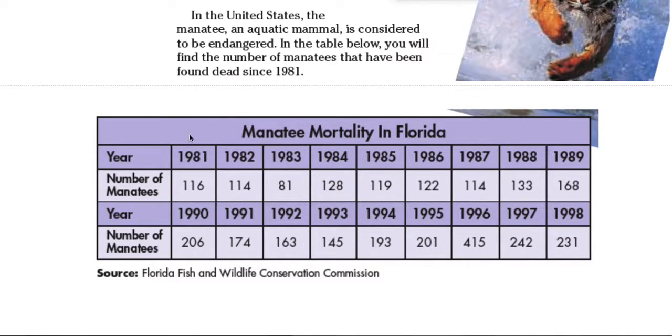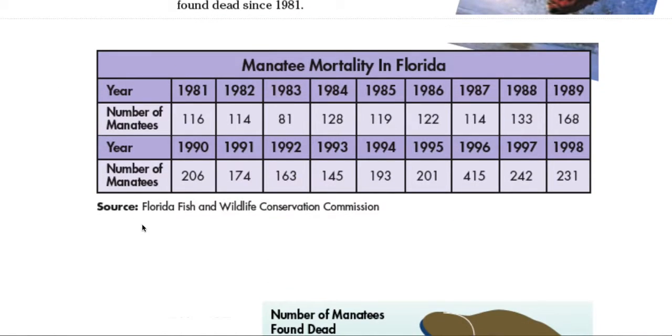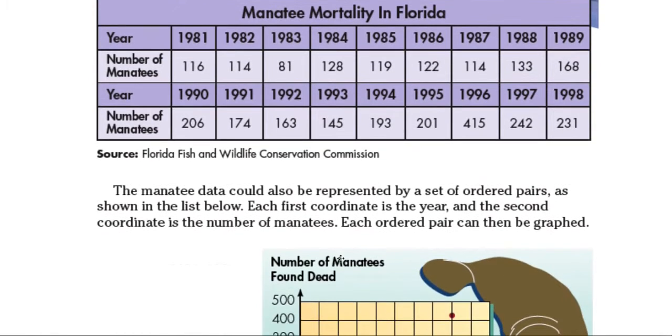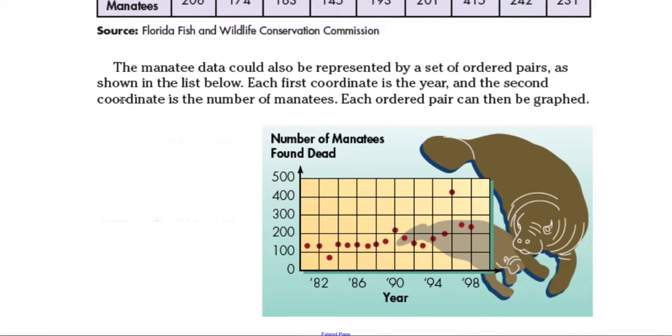Now, looking at this table, you can also represent it in another way. The manatee data could also be represented by a set of ordered pairs as shown in the list below. The first coordinate is the year, and the second coordinate is the number of manatees. Each ordered pair can then be graphed. So if we take this information and put it into ordered pairs, we can start with 1981 and 116.